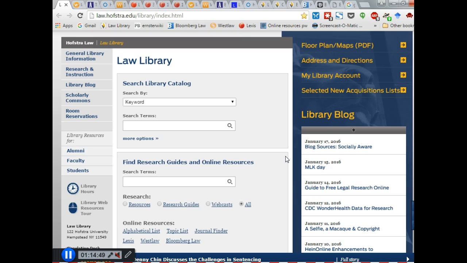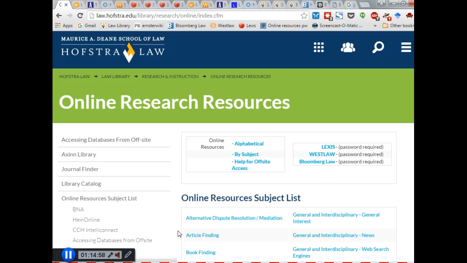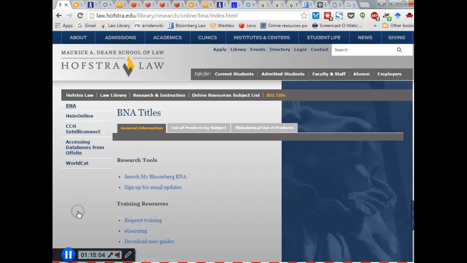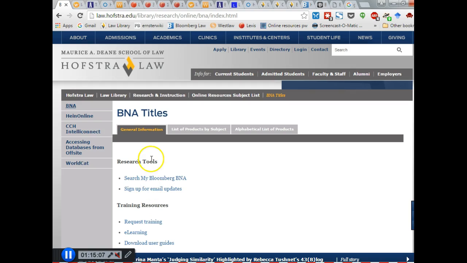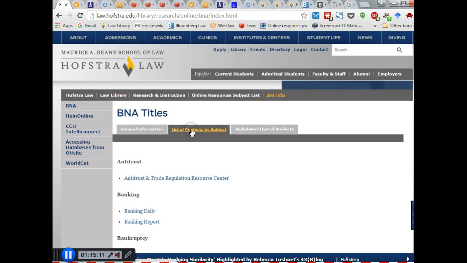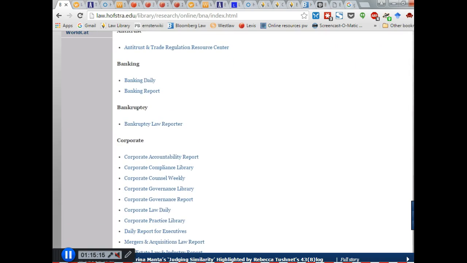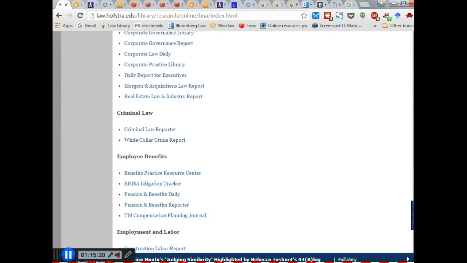So to get to the native BNA platform, here on the library homepage, I'm going to click on online resources, and then I'm going to click on topic list. And you'll see on the left here, we have BNA. And that's going to give us general information. I'm going to look at the list of products by subject tab. You'll get a sense of the different subjects that BNA published in its old print newsletter and now has available online.